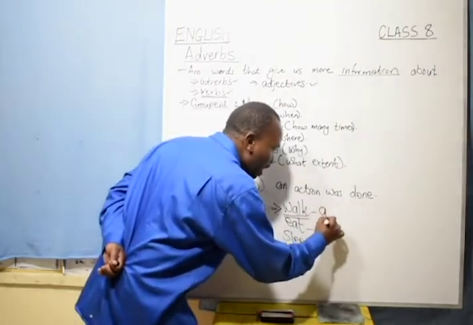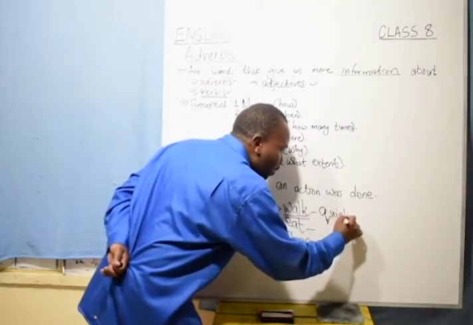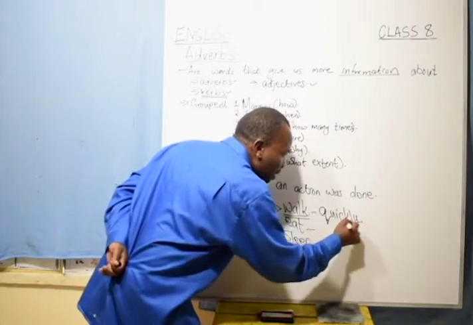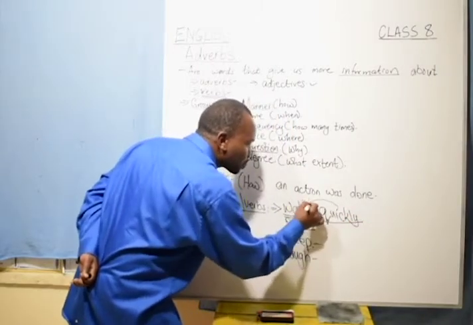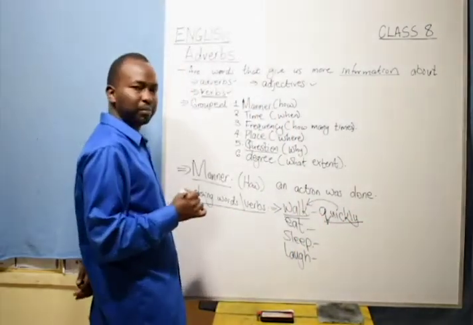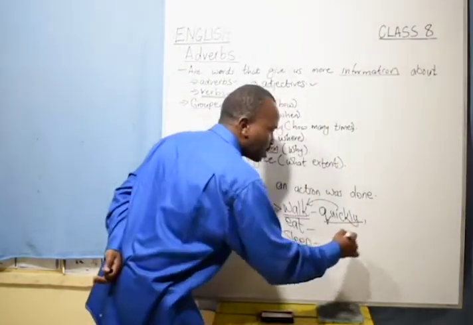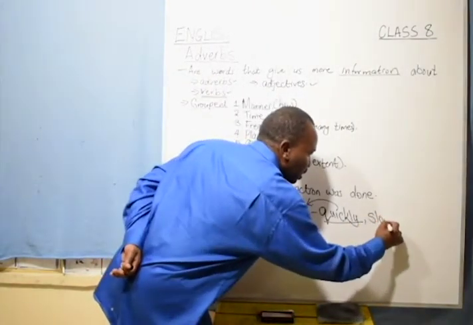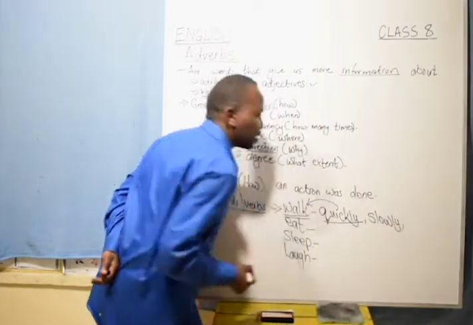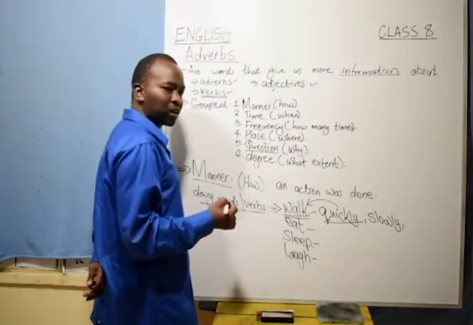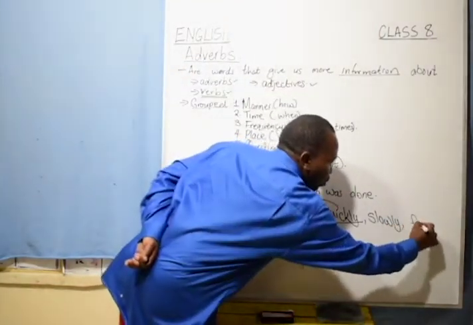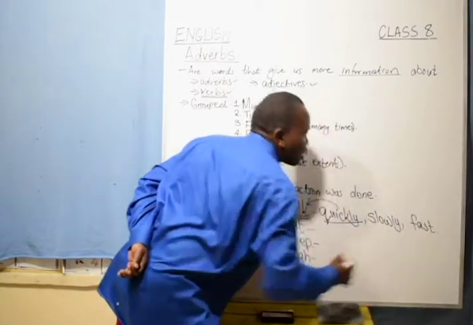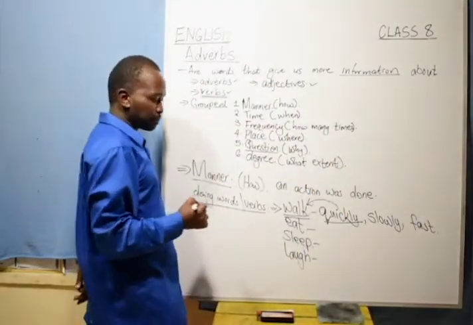One can walk quickly. So quickly is an adverb of manner, telling us how this person walked. Another person can walk slowly. Another person can walk fast. So these are all adverbs of manner.